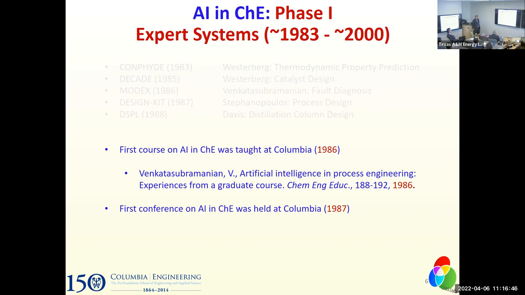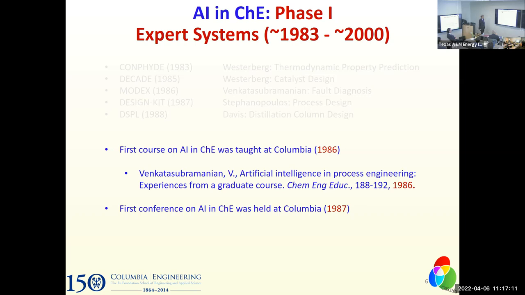And I taught that for 3 years. And then when I moved to Purdue, I continued to teach it there at Purdue. And now I'm back at Columbia teaching the same course. In fact, it's a fall offering. Last fall, I taught that course. So that course has been going on for now almost 36 years or so. First conference on AI in chemical engineering was also held at Columbia in 1987.